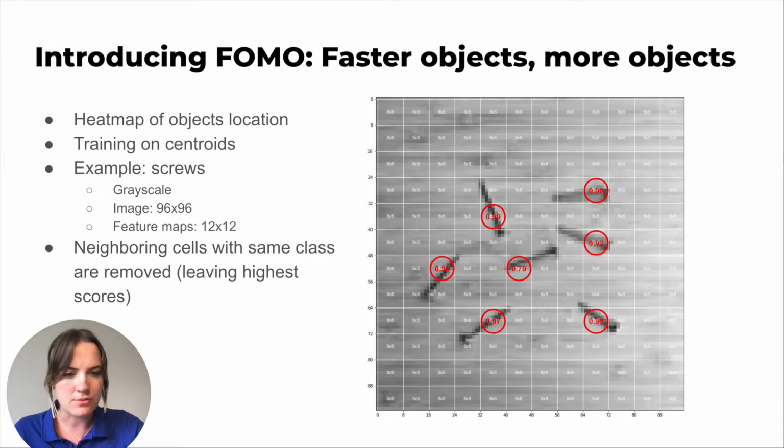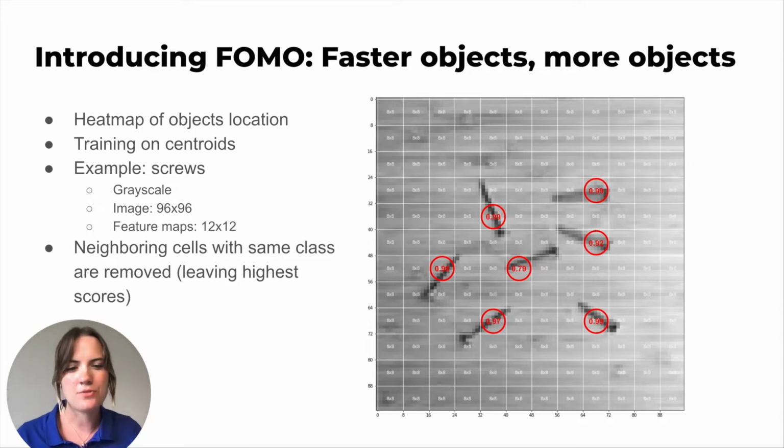So we train on these centroids, and using these centroids makes it really easy to count objects that are super close. And every activation in the heat map is an object over a certain threshold or probability. You don't need the size of the objects, but rather the number of objects and their position in the frame.